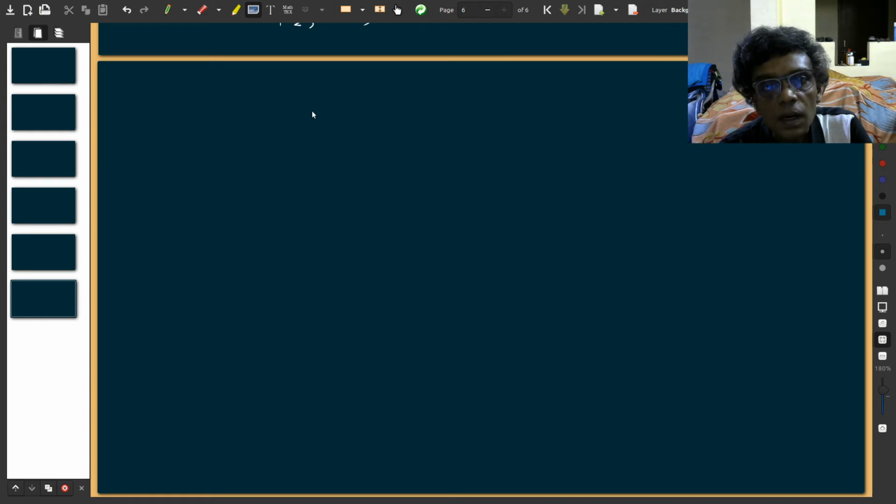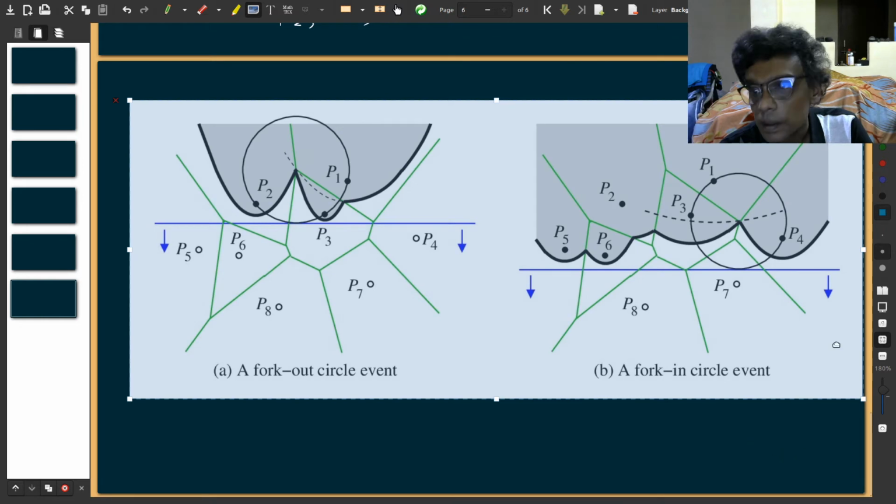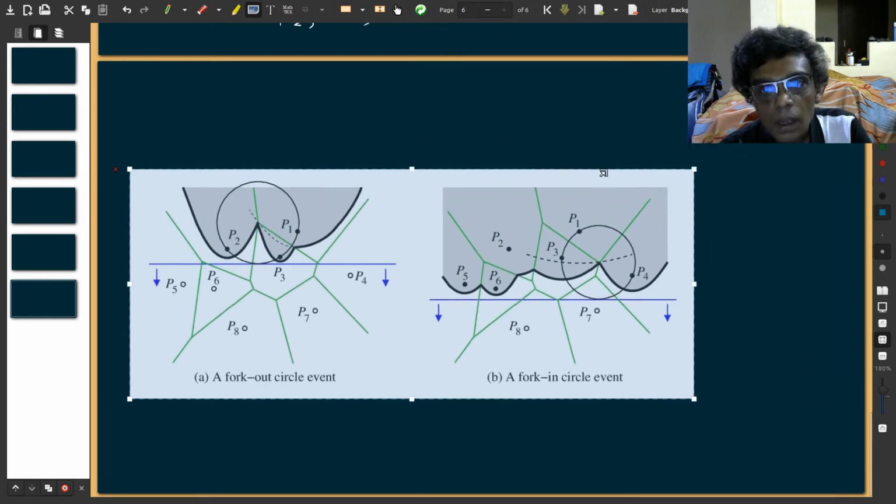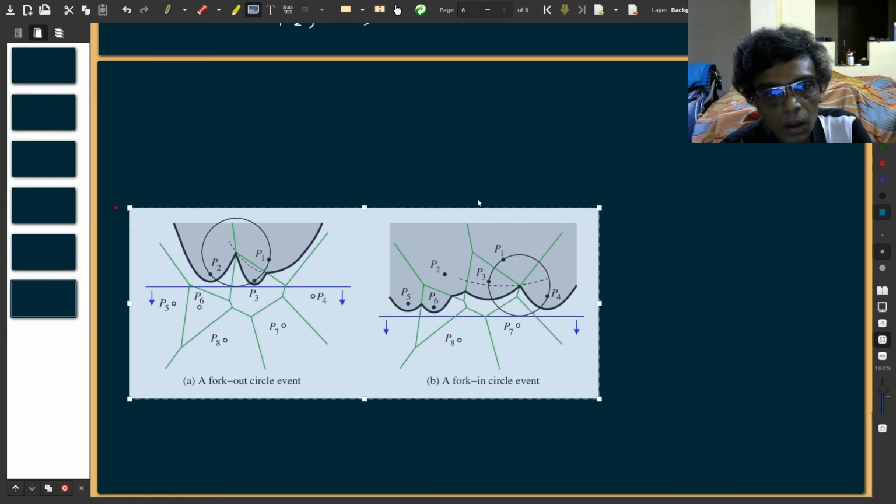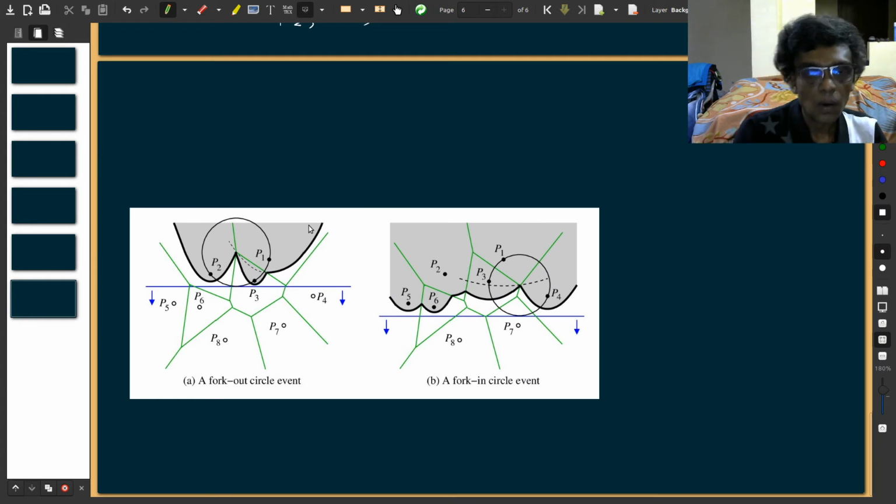Okay, circle event, this one, open, this is too big, make it a little smaller. Okay. Okay.